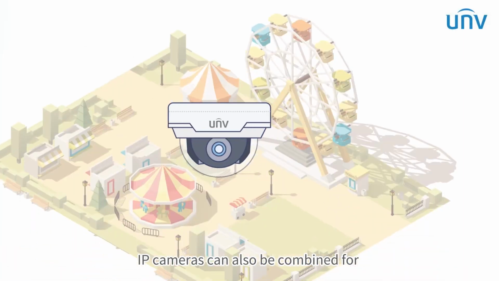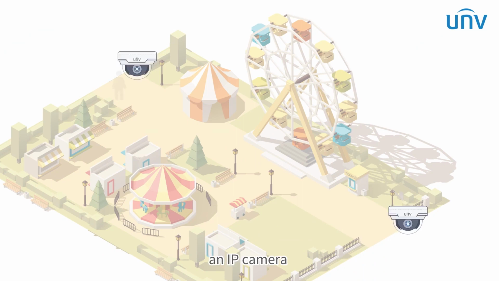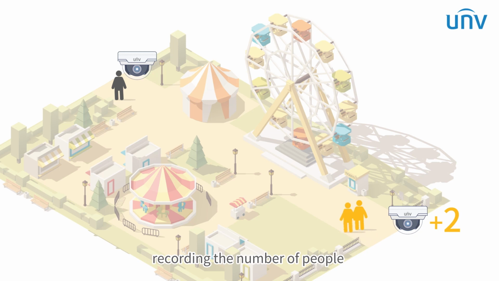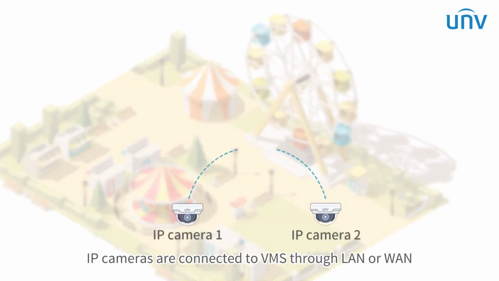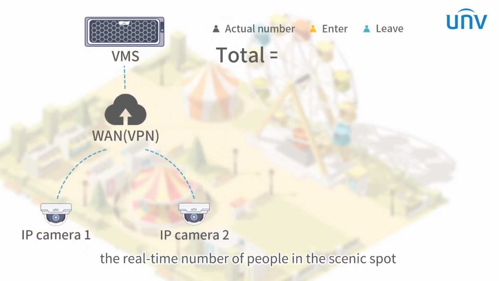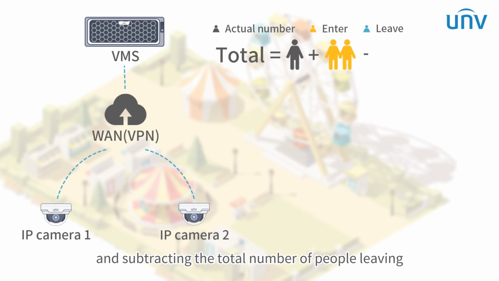IP cameras can also be combined for people counting management. For example, an IP camera can be installed at each entrance of a scenic spot, recording the number of people entering and leaving each exit. IP cameras are connected to VMS through LAN or WAN, transmitting the recorded data to VMS for unified analysis and management. The real-time number of people in the scenic spot can be calculated by adding the current total number of people in the scenic spot to the total number of people entering and subtracting the total number of people leaving.